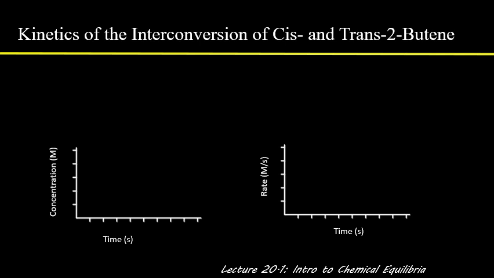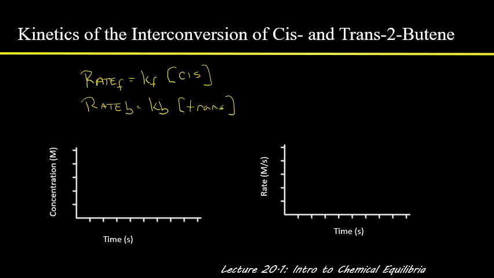All right, so we've got these two reactions going. Remember, the rate of the forward reaction is the forward rate constant times the concentration of the cis isomer. The rate of the backward reaction is the backward rate constant times the concentration of the trans isomer. All right, now I'm going to go back to that color scheme I was using before.